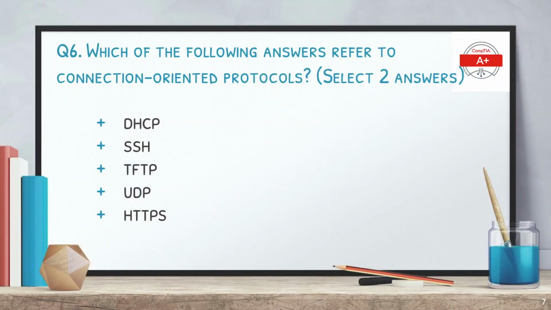And the next question is: which of the following answers refer to a connection-oriented protocol? This question is related to the previous question, and the options are DHCP, SSH, TFTP, UDP and HTTPS. You have already correctly guessed the answer, and the correct answers are SSH and HTTPS.